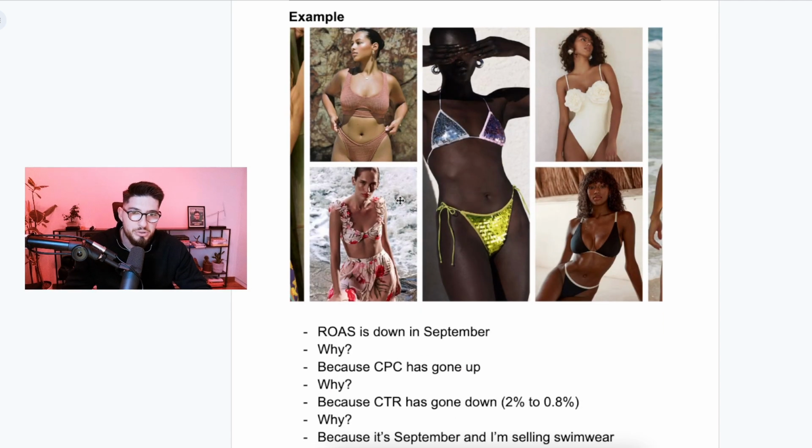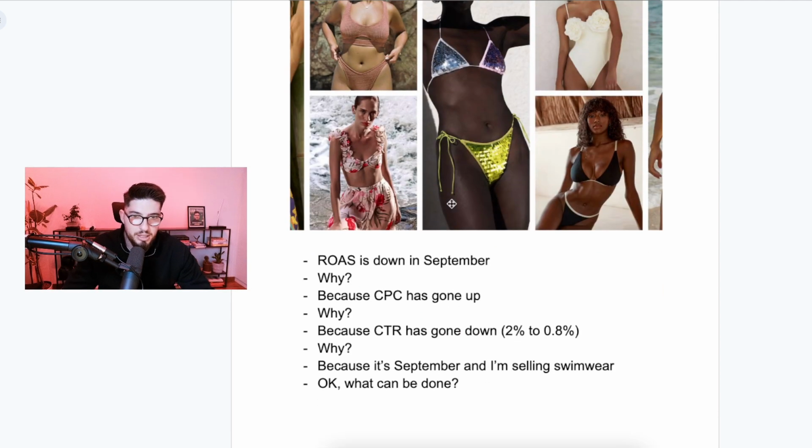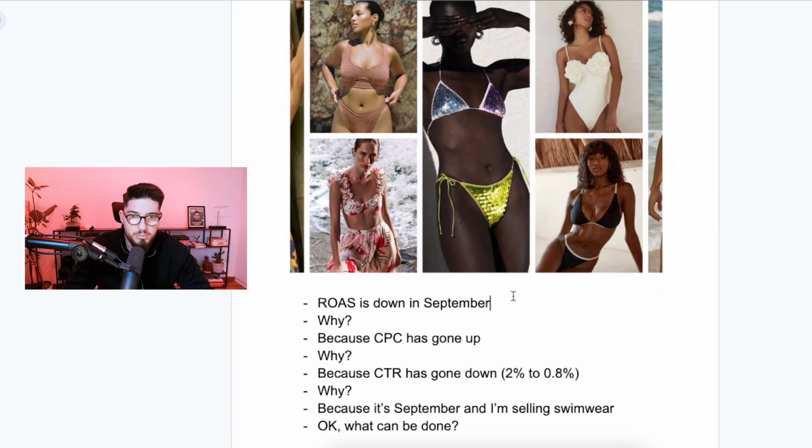Now let's say an example. This is a swimwear brand, let's say from the US. And they come to me on a consulting call and they say, hey Manel, look, the ROAS is down in September. What do we do? The typical question, which is okay. Not everybody needs to know what to do. That's the reason I put out these videos and I do coaching. But ROAS is down in September.